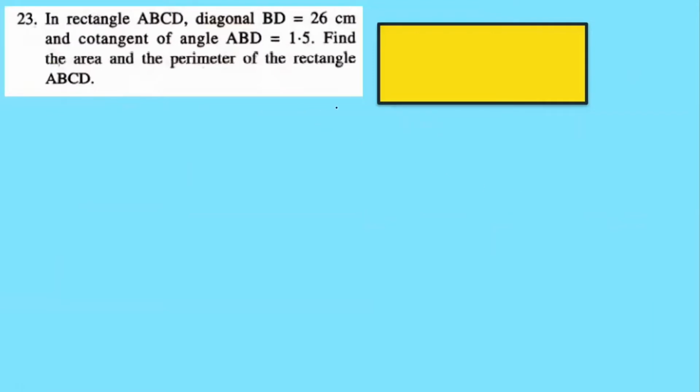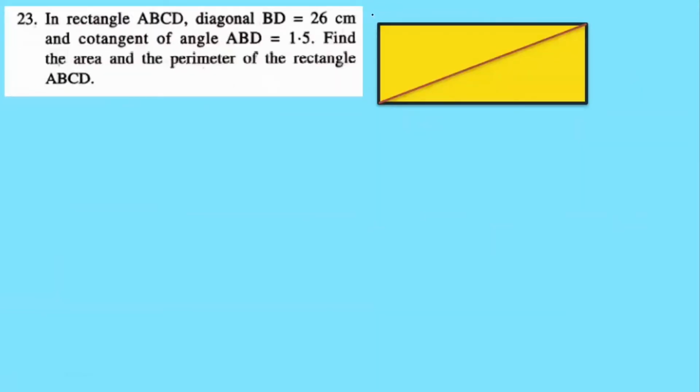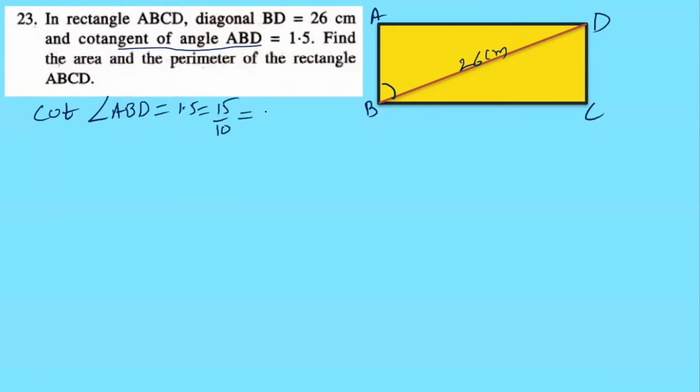In rectangle ABCD, the diagonal BD is 26. So this is our rectangle ABCD where diagonal BD is given as 26 centimeter. And you are given cot of angle ABD. So this angle we are considering, cot of angle ABD is equal to 1.5, which is 15 by 10.